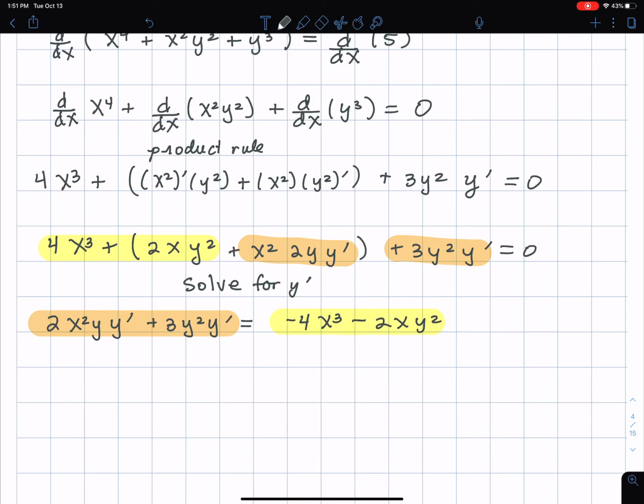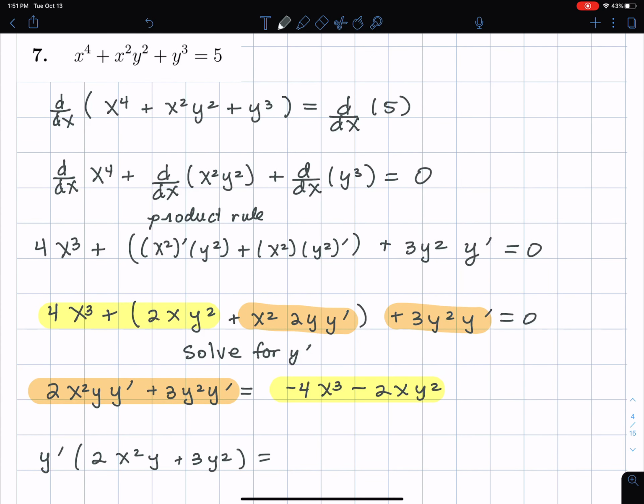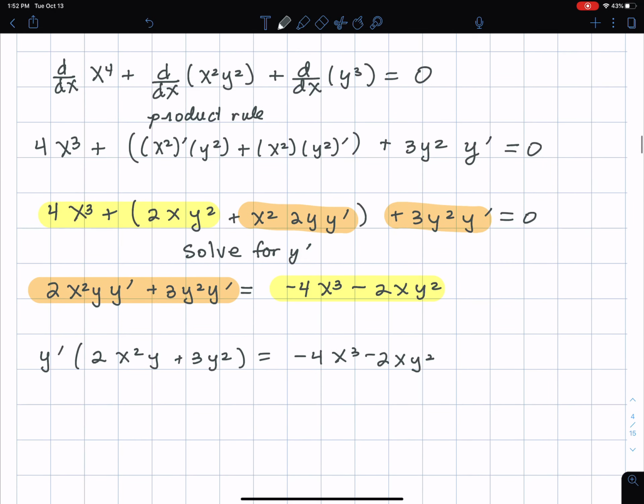Now my next thing is I'm going to factor out y prime on the left, and that leaves 2x squared y plus 3y squared. And on the right, I'll just copy that down a second time. I'll have 4x cubed minus 2xy squared. And then I'll divide so I get y prime all by itself.